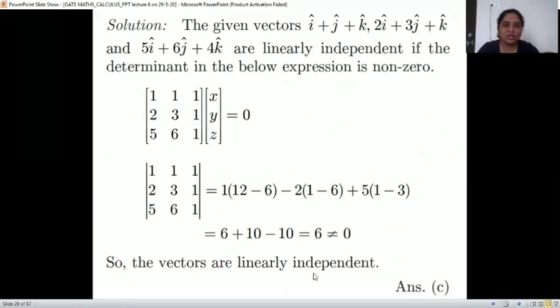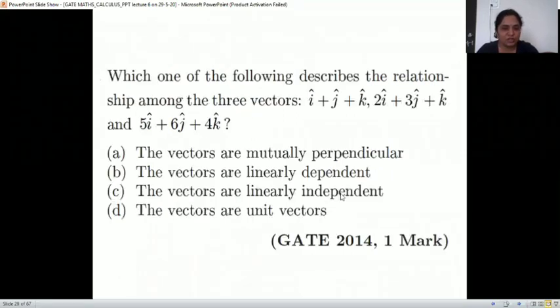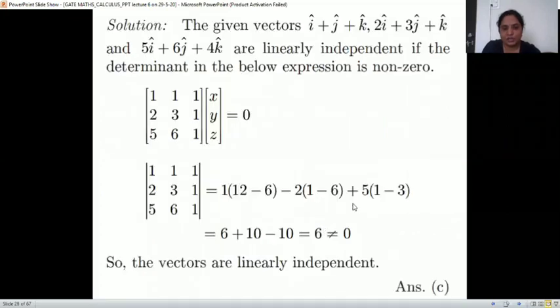And as it is not a multiple choice question, your correct answer is linearly independent. No need to check other things. Just first check the determinant. If it is 0, dependent; if non-zero, independent. Right? It is independent.